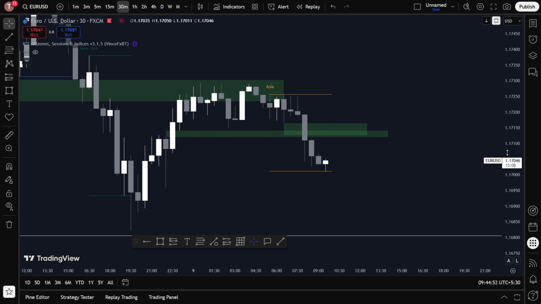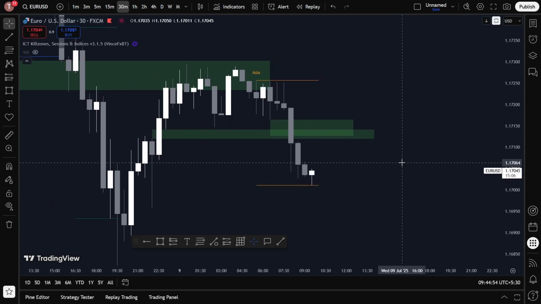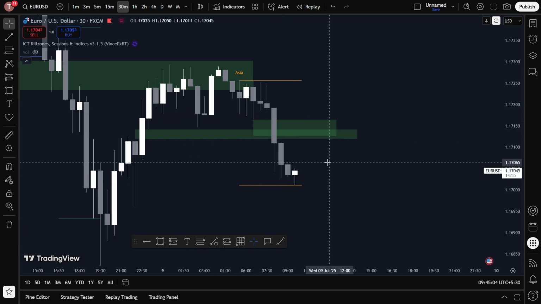As we move into the 30 minutes, what we see is that the 30-minute confirms the bias which was going into the higher time frames. We are having this FVG. The price moved past this FVG, disrespecting it completely. And here we are having this BPR zone.